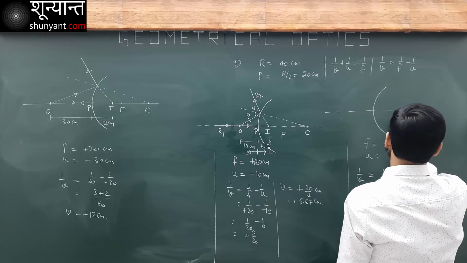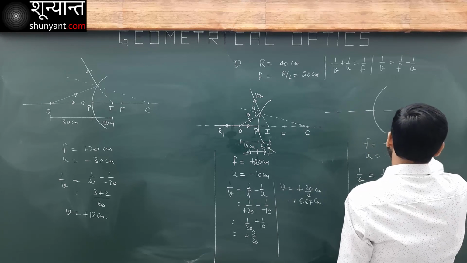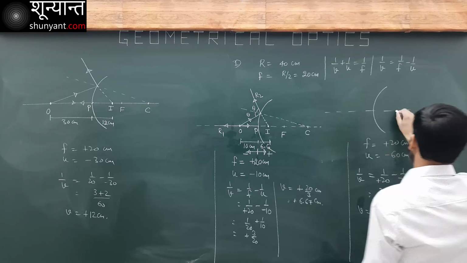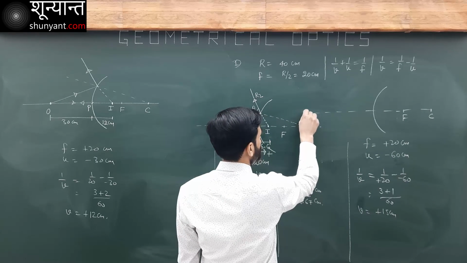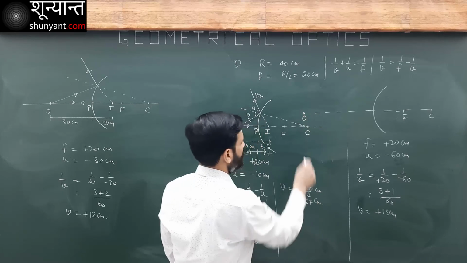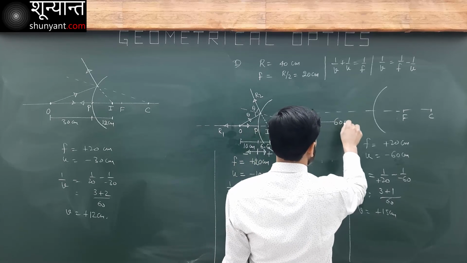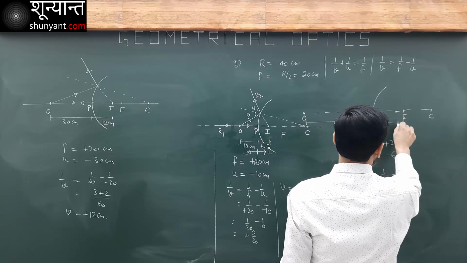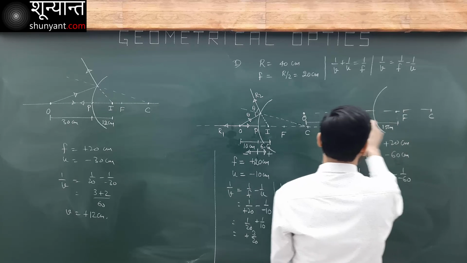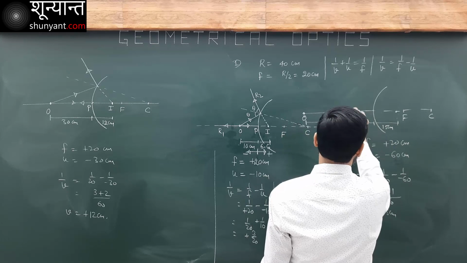This is my focus here. This is the center. My object is kept here, somewhere here. This is my object. Object distance is 60 centimeter. I am getting an image here. This is 15 centimeter. Okay, the light ray is going to be reflected like this.